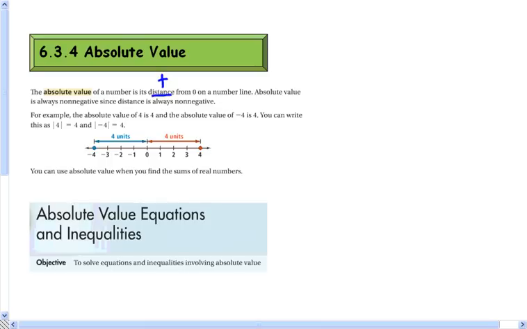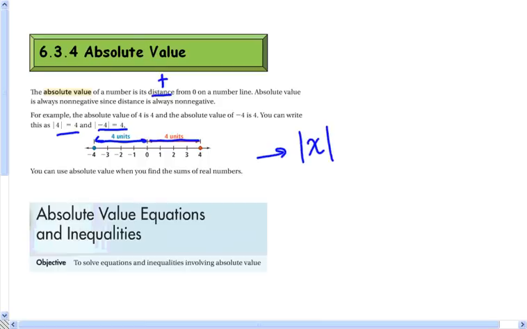So the absolute value of 4 is 4 because from 0 to 4 is a distance of 4 units. And the absolute value of negative 4 is 4 because the distance from negative 4 to 0 is 4 units. So we get this: the absolute value of 4 is 4, and so is the absolute value of negative 4. So that leads us to this equation.